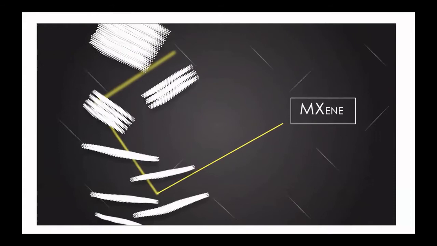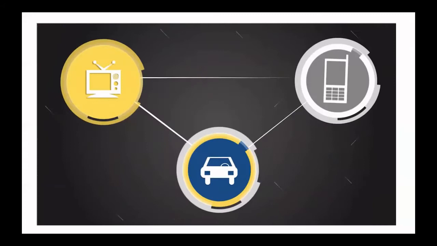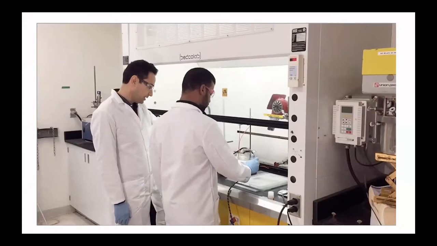MXene was discovered at Drexel in 2011. And since then, it's been tested in a variety of applications. But your first encounter with a miracle material might be in your cell phone. It turns out MXene is also really good at dealing with electromagnetic interference. It's a solution that's thinner than paper, but it comes from volumes of leading-edge materials research, and it's only happening at Drexel.